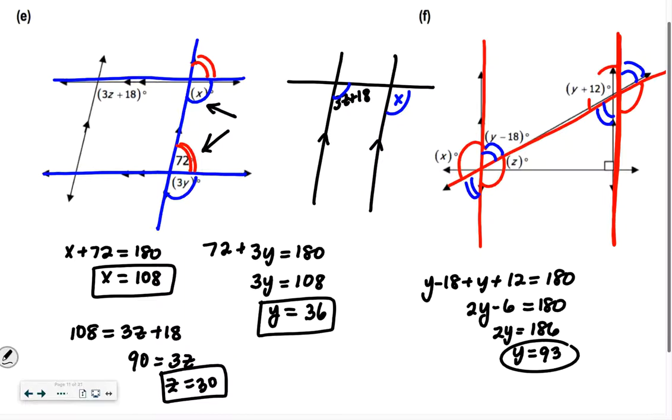All right, and we can use that to help us. So if we know y is 93, then we can plug back in and find other angles, right? So if I have 93 minus 18, what do I get when I do 93 minus 18? 75. Yeah, this is 75.